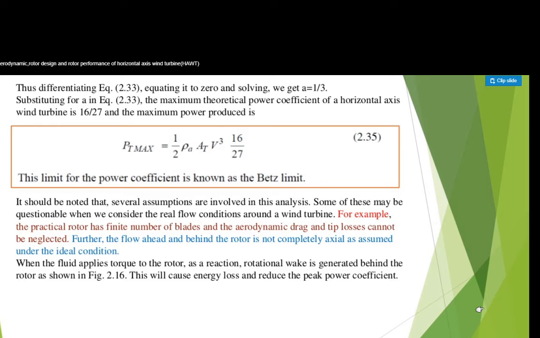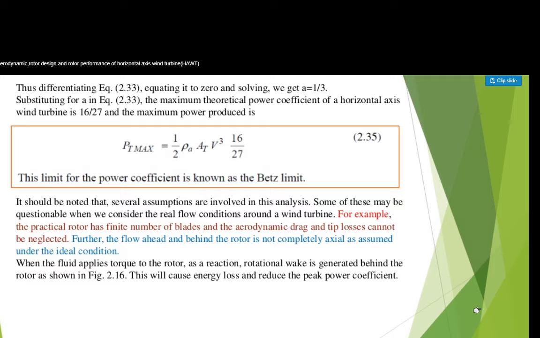Now differentiating the equation, equating it to 0 and solving, we get a is equal to 1 by 3. Substituting into the equation, the maximum theoretical power coefficient of a horizontal axis wind turbine is 16 upon 27, and the maximum power produced is half rho At V cube times 16 upon 27. This limit for the power coefficient is known as the Betz limit.